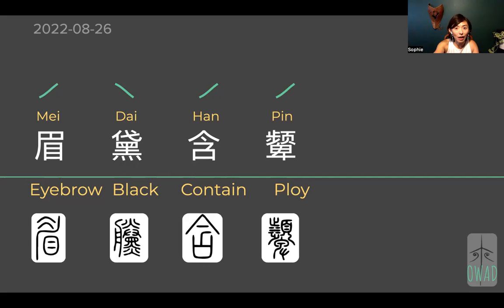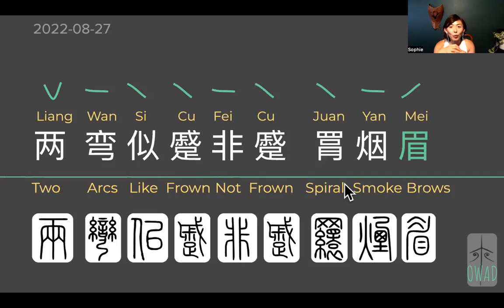So frowning. And we actually talk about the eyebrows here. Again, a long expression. Let me walk you through. 两弯似蹙非蹙罥烟眉. It talks about the shape, and also the action, of the eyebrows. Yes, eyebrows can be very active on your face. 两弯, okay, two.